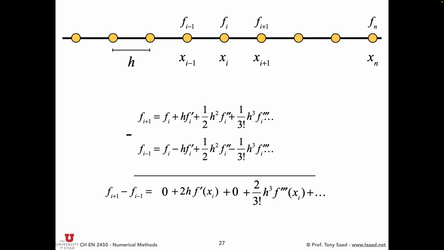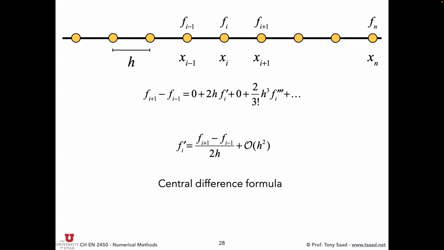All of these we know, f_i, f prime_i. We're after f prime, we don't know this guy, and that's what we're going to neglect. Now it has h cubed, but we're going to divide it by h, so it becomes h squared, and that's a second order error. So when you solve for f prime, this is what you get: f_{i+1} minus f_{i-1} over 2h plus order h squared, a second order method, and only using two points.